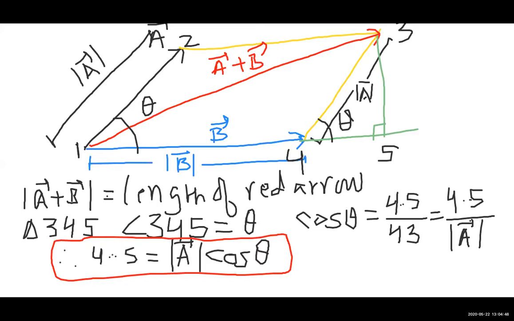अगर 4-5 की लेंथ a cosine theta है, what is the length 1-5? अगर यहां से यहां की length a cosine theta है, तो 1-5 क्या लेंथ हो जाएगी? भैया ये मैग्नीट्यूड ऑफ ए साइन थीटा कहां से आ गया? मैं पूछ रहा हूं कि यहां से यहां की लेंथ क्या होएगी?